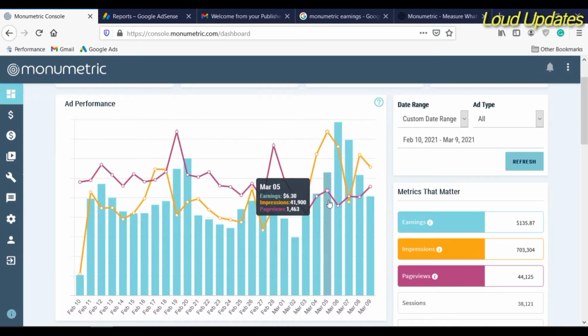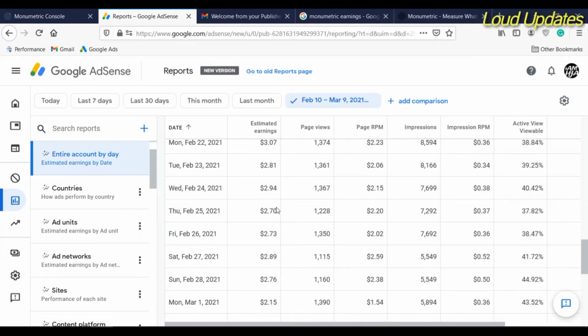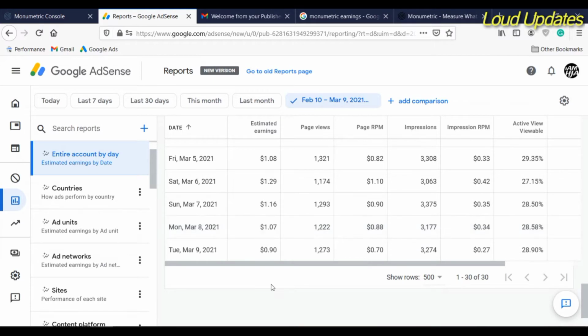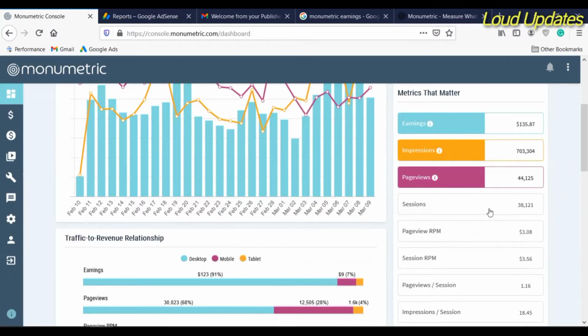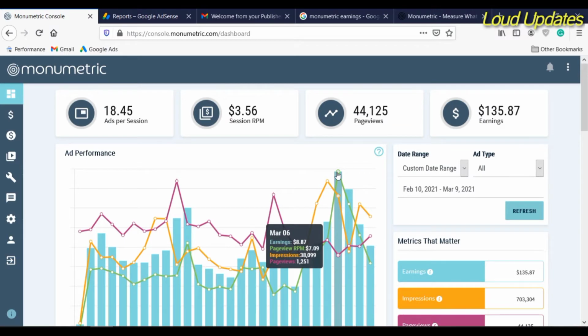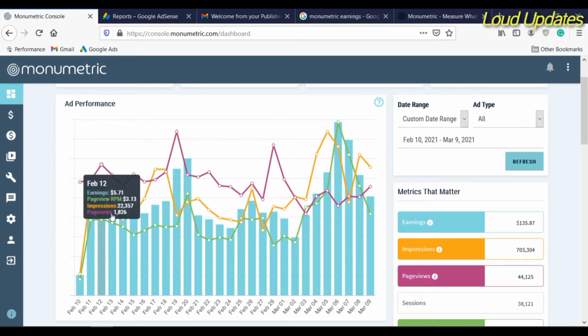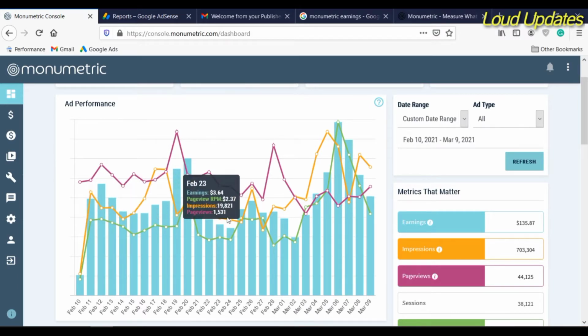The reason is that I increased my Monometric ads on my website, and here you can see that's why my earning increased. I removed AdSense ads at the end of March 8 and March 9, and my Monometric earning increased. Here my RPM is almost $7.09, from $3 to $7.09. My RPM is increased.